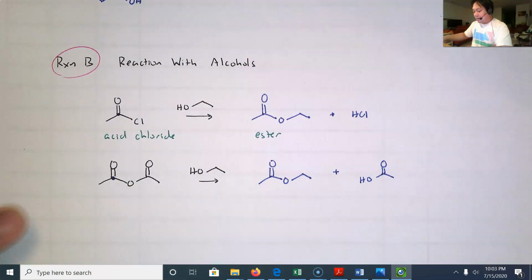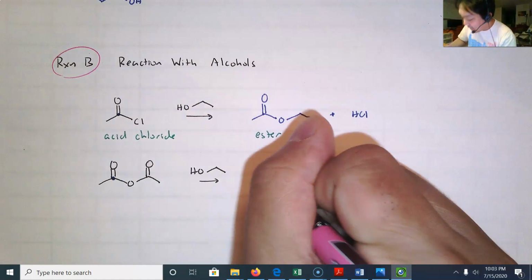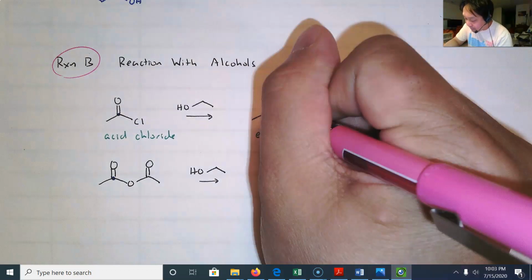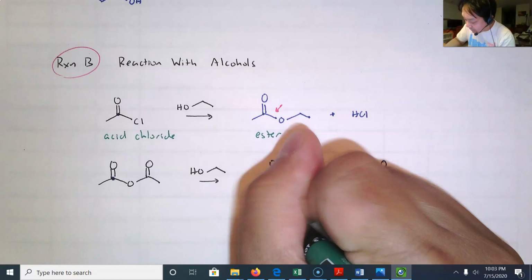See what's happening? See this bond right here was made. There's your alcohol part that attacked. This bond was made. So you're making an ester, it seems like, every time.